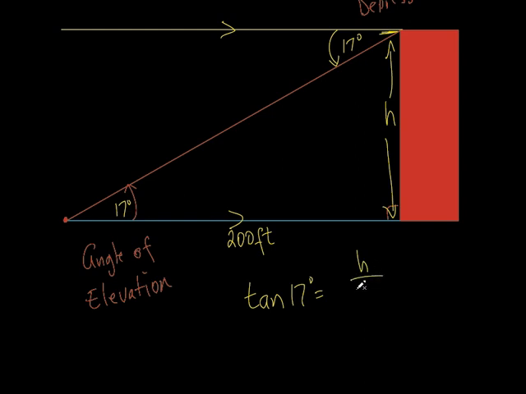H over the adjacent, which is 200. All right. And now we can do a little simple math and then solve for h. How do I get h by itself? Good. Multiply it by 200 and multiply this by 200.